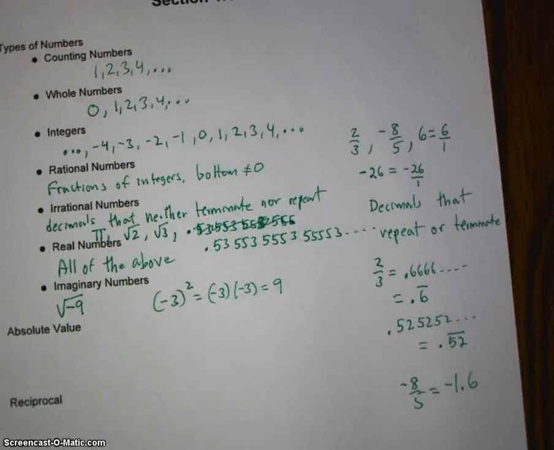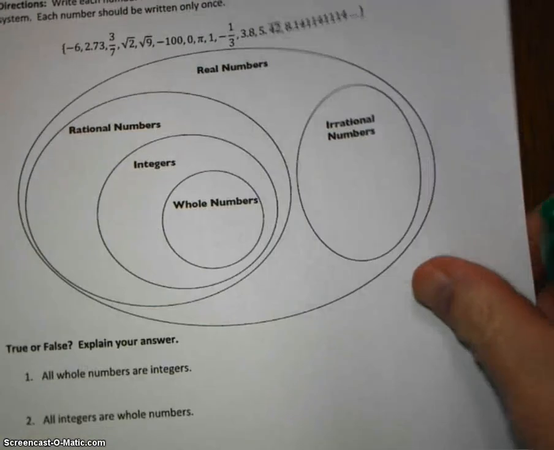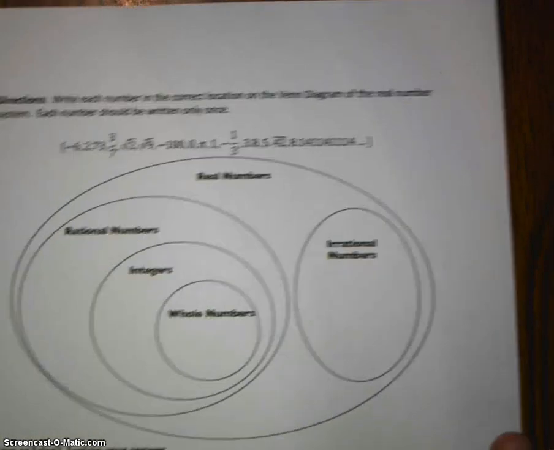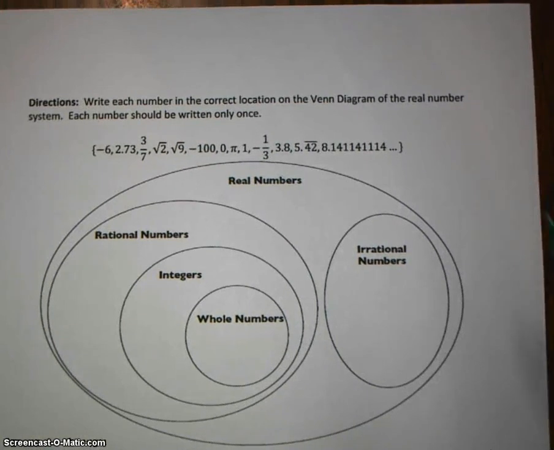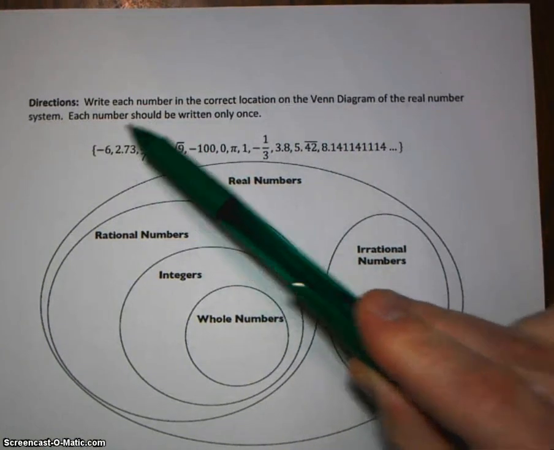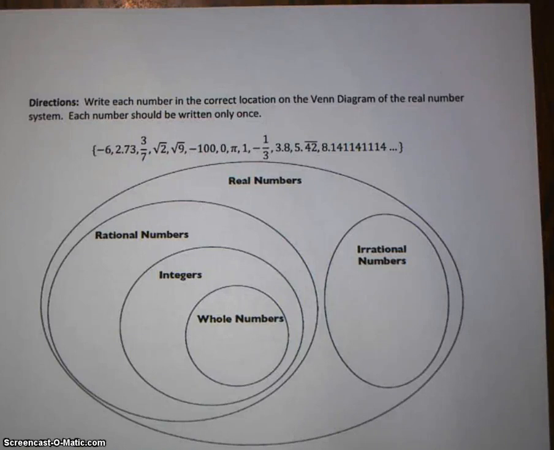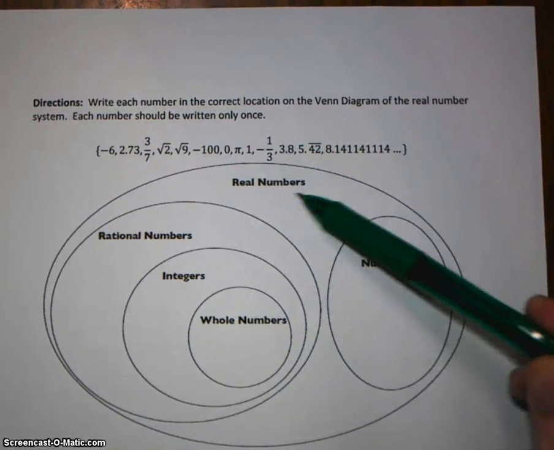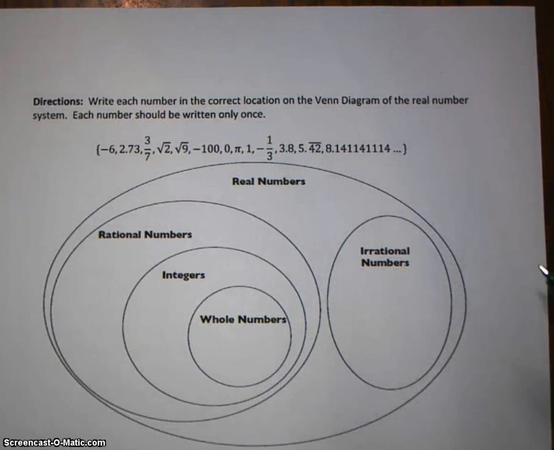Okay, I'm going to leave this page for a minute and go to this one. Write each number in the correct location on the Venn diagram of the real number system. Each number should be written only once. All right, so I want to write the numbers where they go, but I want to write them in the most accurate location. For example, I could write all of these numbers over here. They're all real numbers, but that's not really what I want to do.